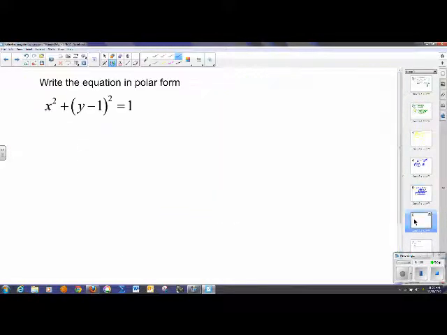So let's keep moving. Now we're going to go the other way, and we're going to write the equation in polar form. So if we want to do that, we're going to make our substitutions for x's and y's that we've done in the past. And we know that x is equal to r cosine theta, and y is equal to r sine theta. So I'm going to make those substitutions in for x and y where I see them in this equation.